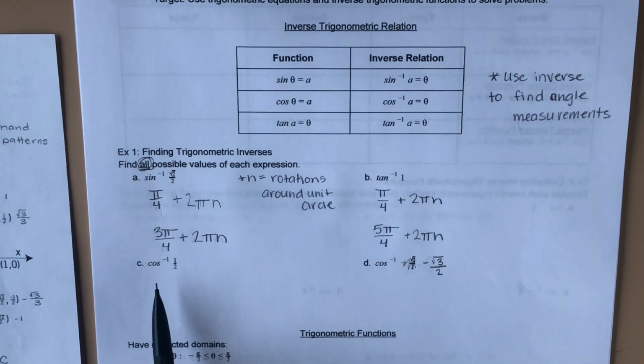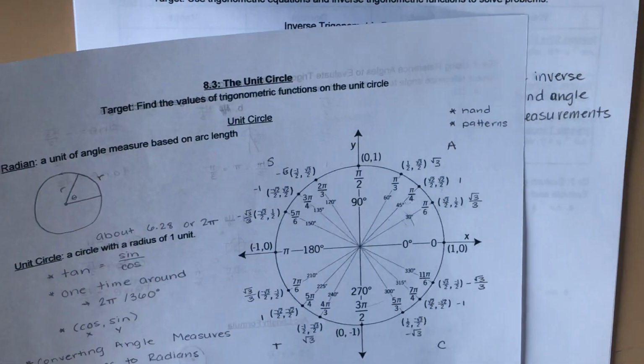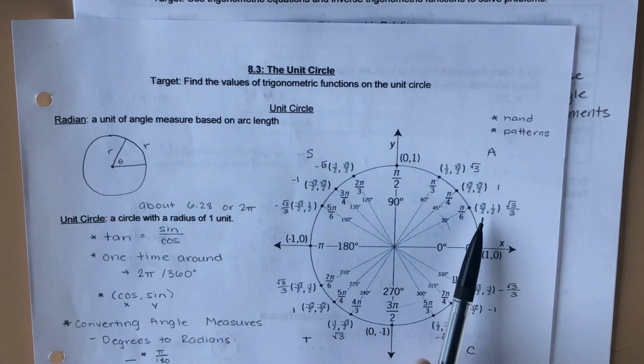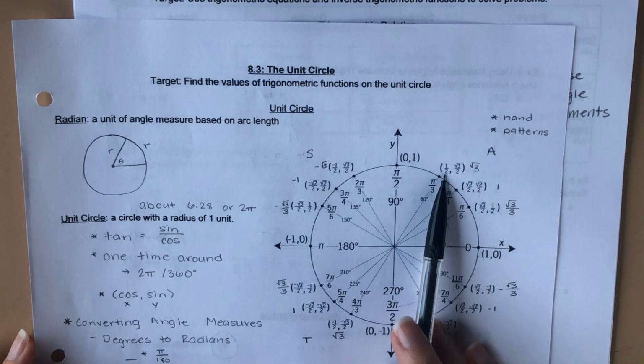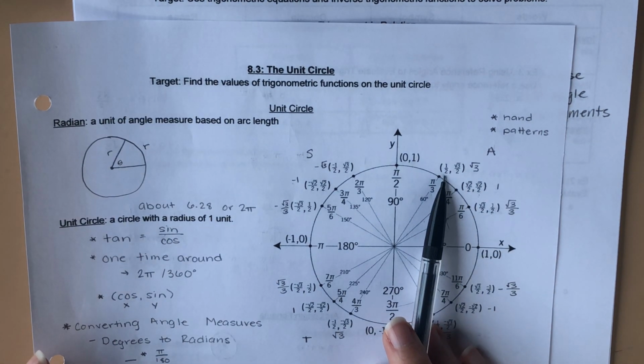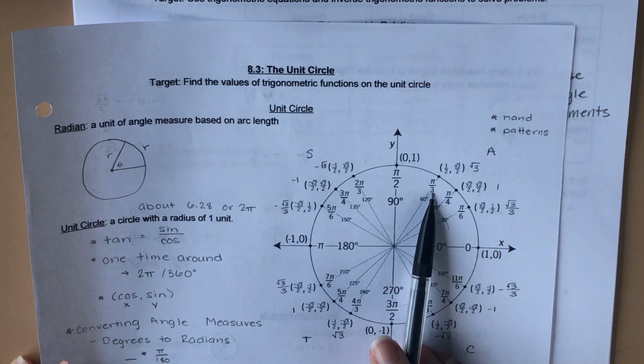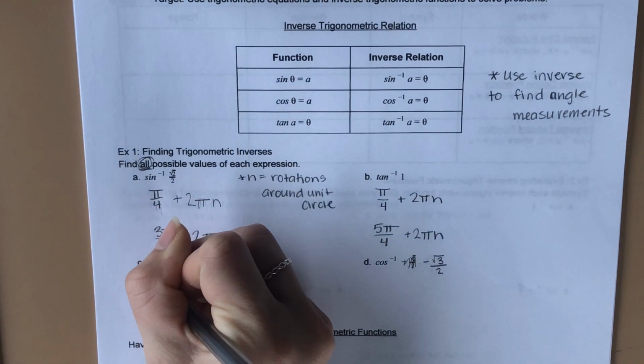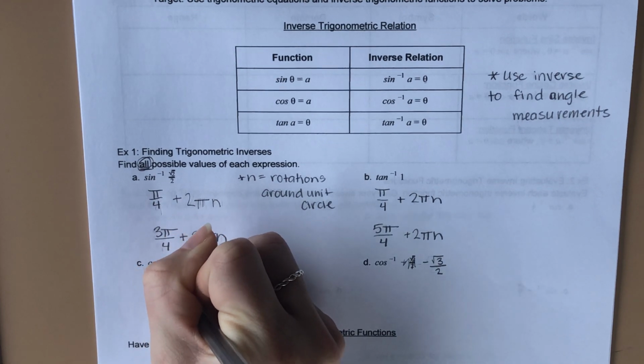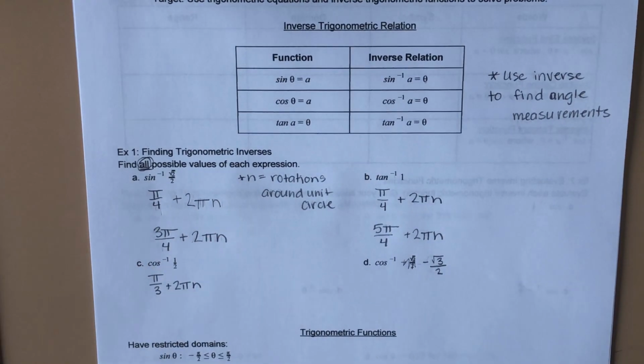All right, so cosine inverse of 1/2. If I am looking on here, we have a +1/2? So that's a no, no. Yes, we do have a cosine being a +1/2. So that means my radians is going to be pi over 3. We're going to add that 2 pi n.